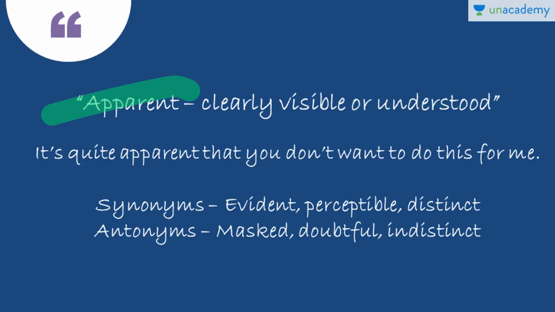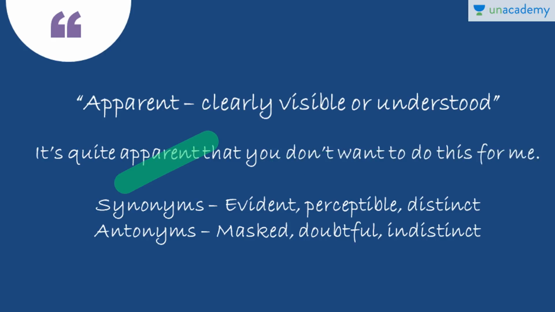For example, it's quite apparent that you do not want to do this for me. Now, you are just pretending that you will do that for me, but you do not want to do this for me. And it's quite apparent to me. Like, it's quite clearly visible to me, or it's quite understood to me that you do not want to do this for me. So this is how we use this word apparent.